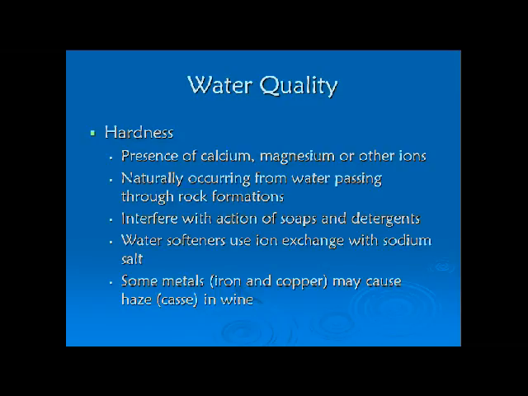If you have other metals related to this, especially iron and copper, present in the water, and again you have contact between the water and the wine itself, you can get a haze form, often referred to in the classic literature of winemaking as an iron cast or a copper cast.